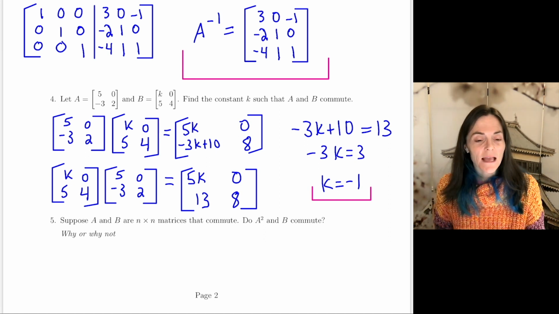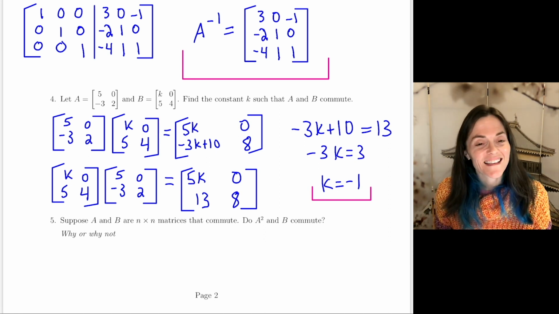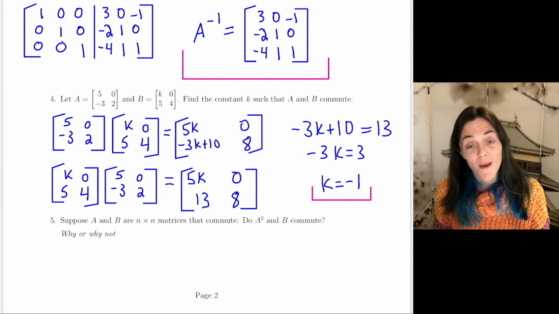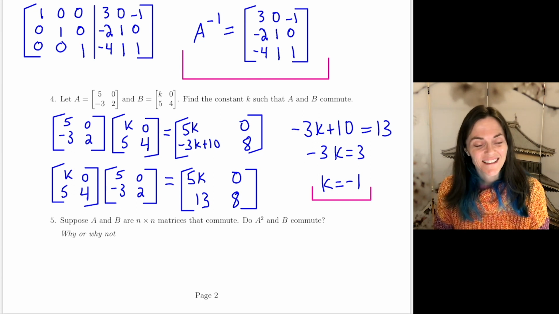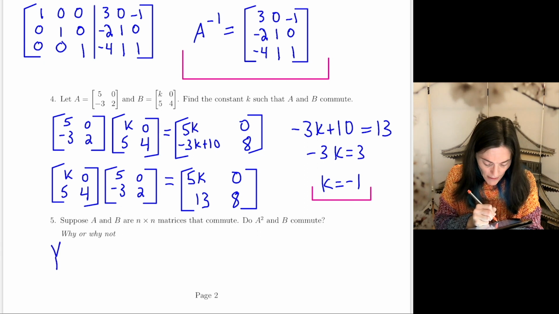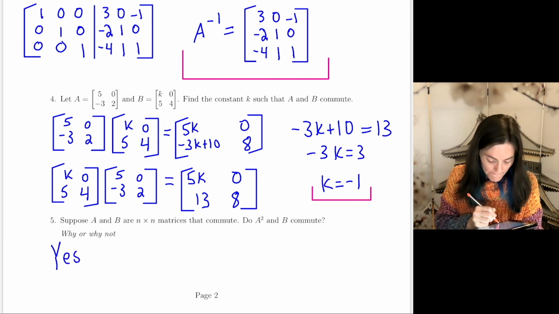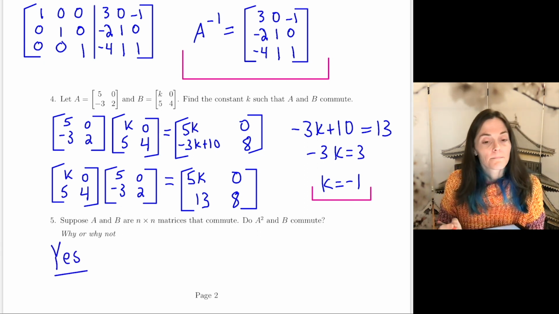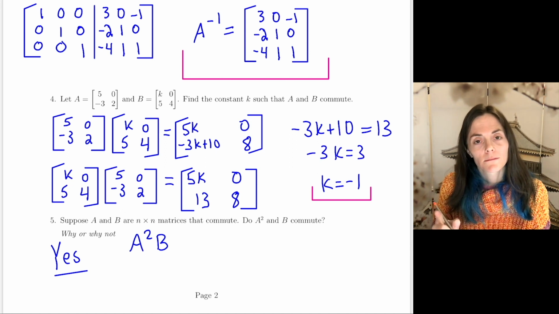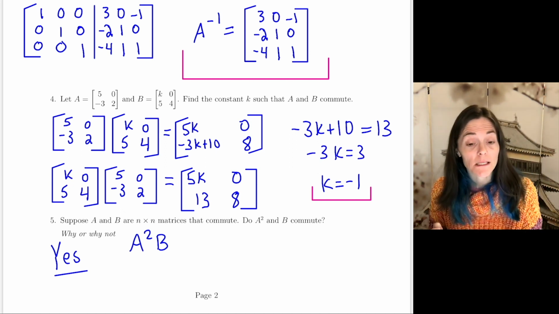This is number 4. Now here's the very last one on this extra practice worksheet. Suppose A and B are n by n matrices that commute. Do A squared and B commute? This is a fantastic question because we have to think, but the answer is yes. Why would this be? Well, I need to justify that A squared B equals B A squared. That's what it means to commute.